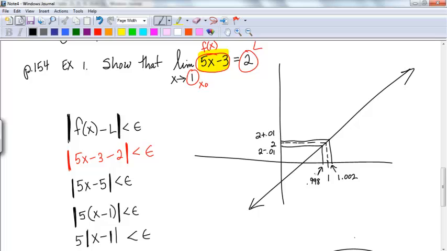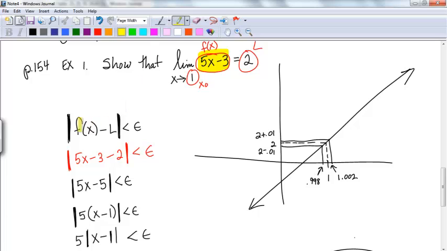As long as I choose it to be less than that, then I'm always going to be inside this interval. I could go back and make my epsilon 0.0001. Then I'm going to make my delta smaller. All I have to do is substitute it back in.